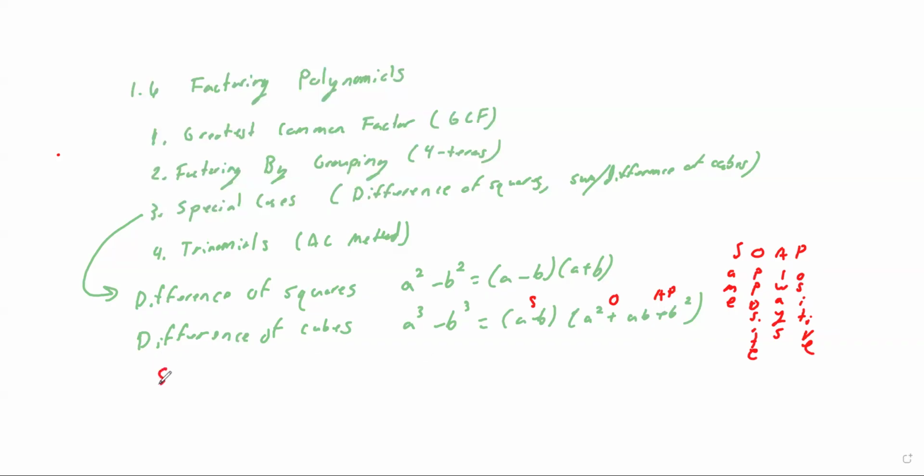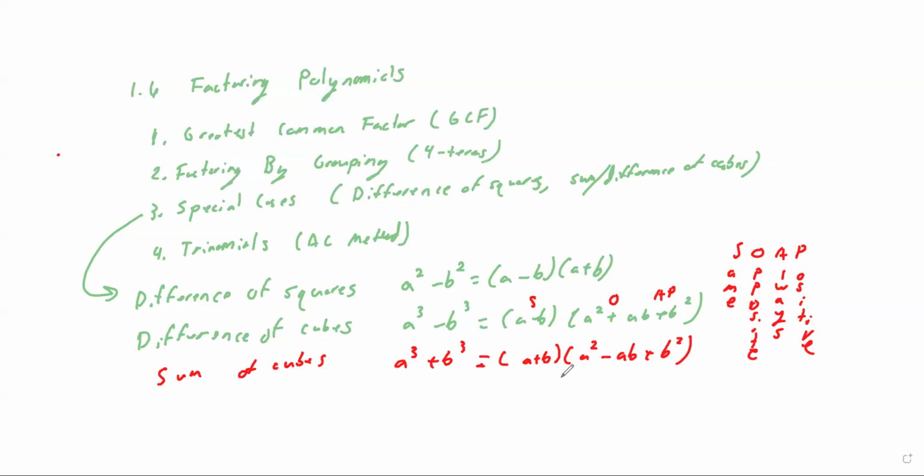So like if I have the sum of cubes, it'll be the same setup, except I'll have a plus sign. So this will be a plus b times a squared plus ab plus b squared. Oh, my bad, not plus. It should be minus for the opposite. So we got the same sign, opposite sign, always positive. All right.